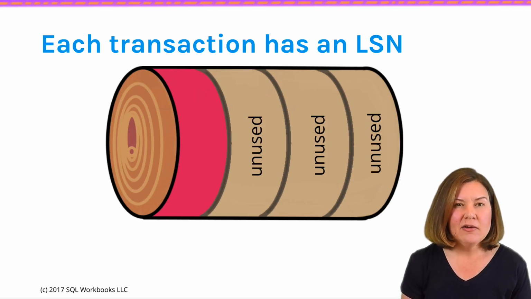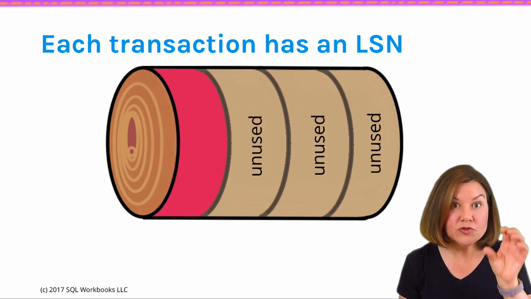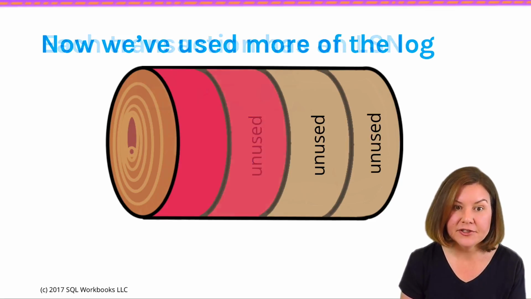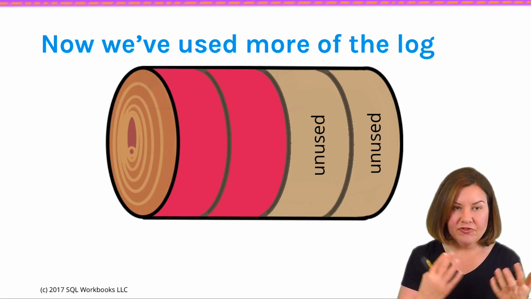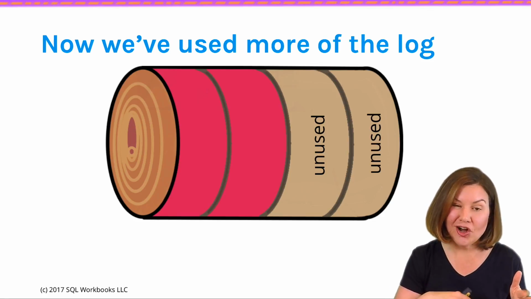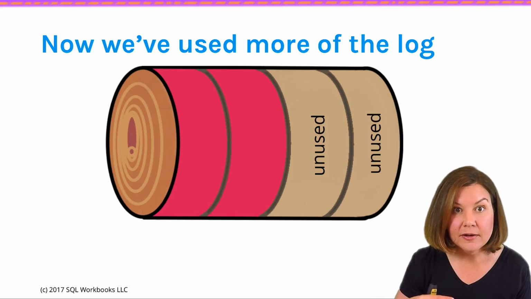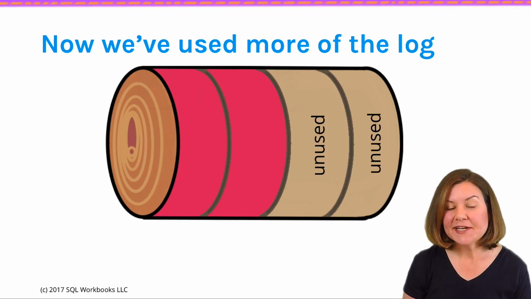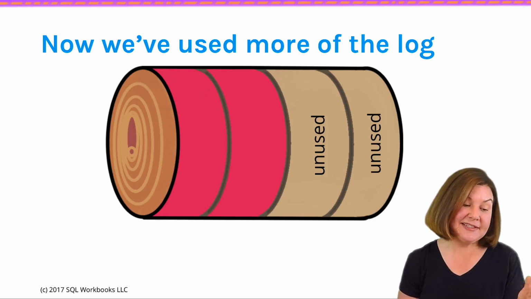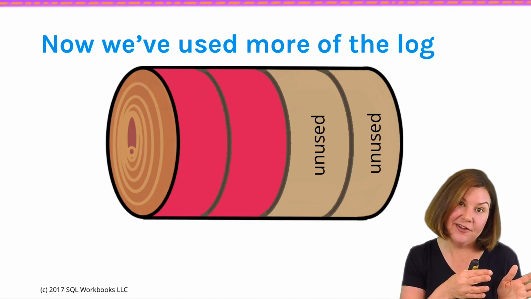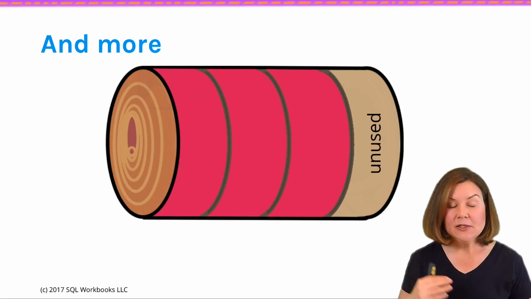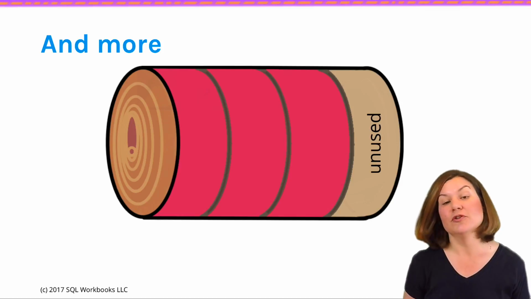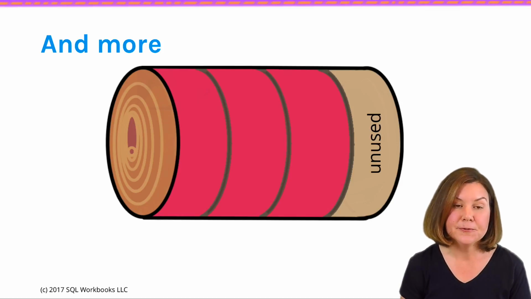So now one of those virtual log files is in use. We have 4, so we still have 3 that are unused. We do more work and we fill up that little chunk of the log, and now the second chunk of the log is in use. It's got active transactions that are using it. So basically half of our log, 2 of the virtual log files, are in use, 2 are still unused. We keep on doing work. Now we've used 3 out of the 4 virtual log files. We've only got 1 that's unused.